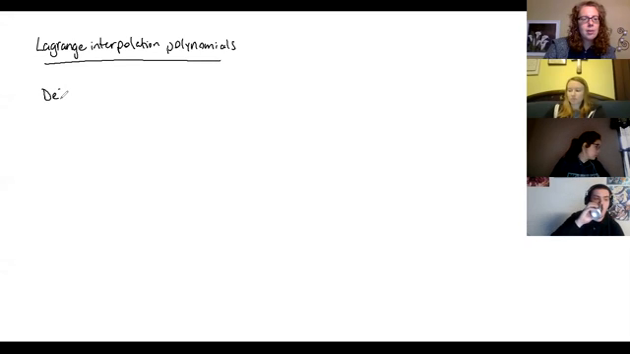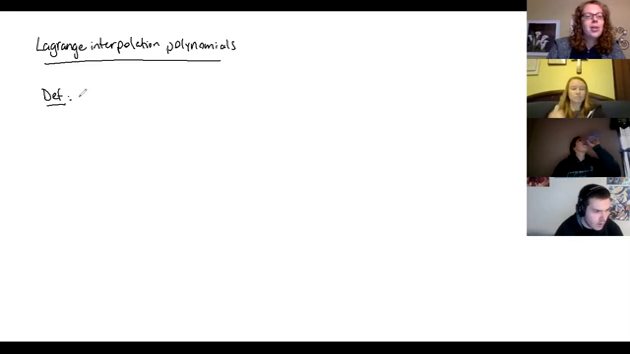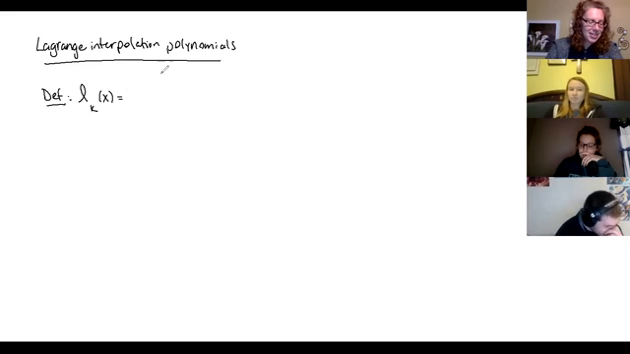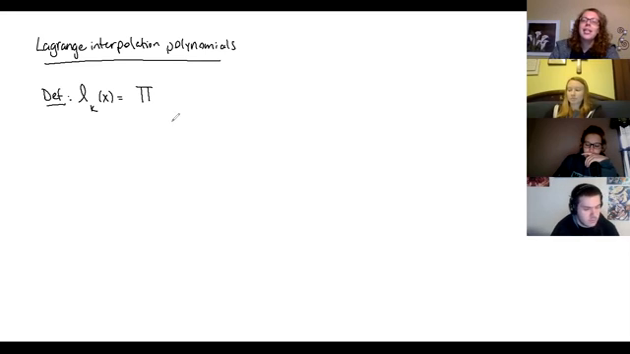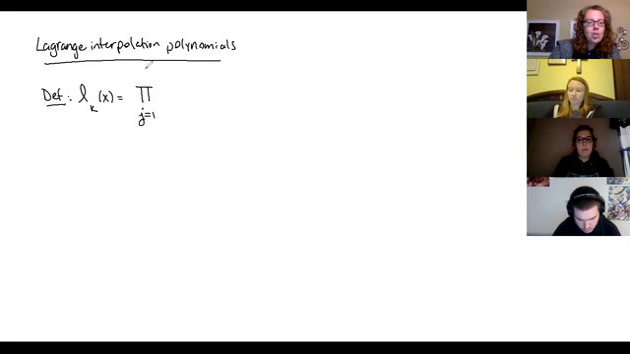Here's your definition of a Lagrange interpolation polynomial. L sub k of x is equal to, this looks terrible, but it's not so bad, I promise. The product, remember we use a sigma for addition and a capital pi for product, from j equals 1 to t. Remember, t is the number of people that we need to construct our secret. So j equals 1 to t, except j is not equal to k.